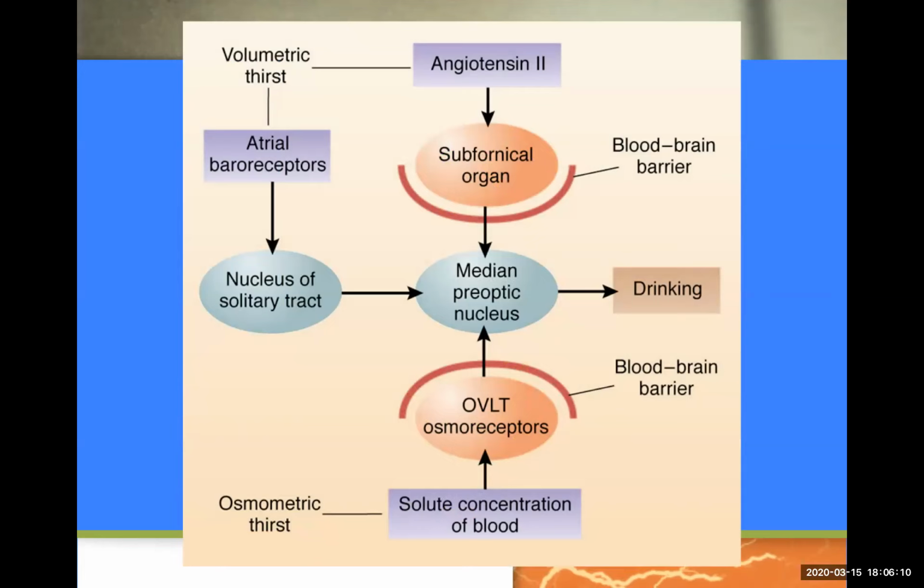Here's the basic summary slide for thirst. Thirst is really pretty simple. You've got these two sensory areas, the subfornical organ and the OVLT, the organum vasculosum. The osmometric thirst we've just talked about, sensing concentration, primarily comes into the OVLT. So these are the neurons responding to how concentrated your blood is, how concentrated your ventricular fluid is, and whether you need more water to get things back to the right concentration.